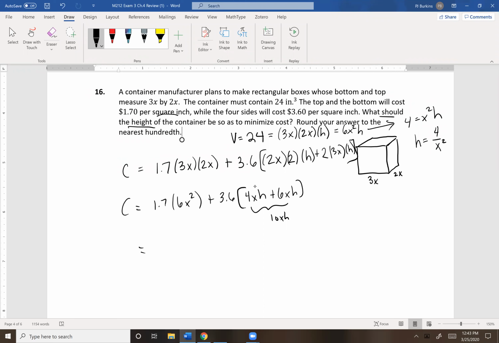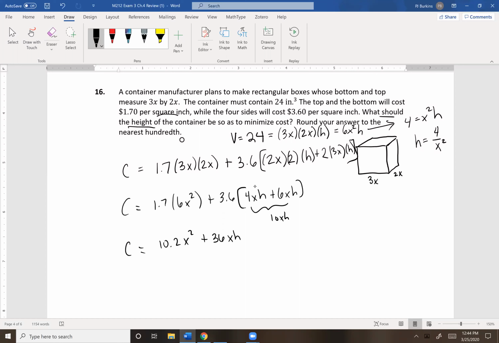So let's see what's 1.7 times 6. This is 10.2x squared. And this should be 36xh. Good with all that so far?